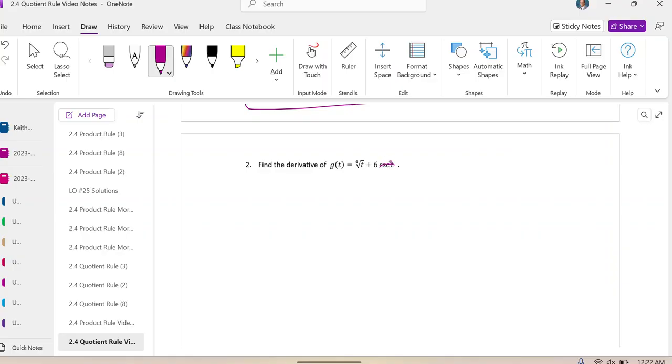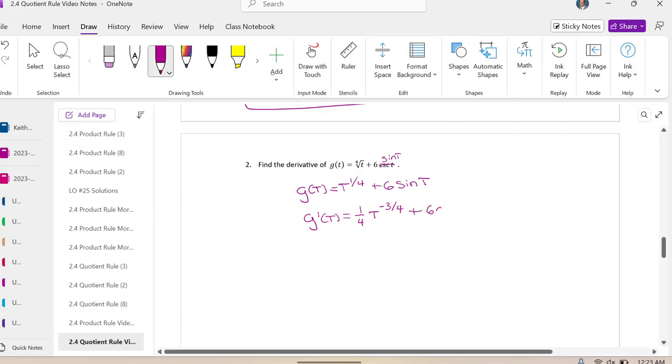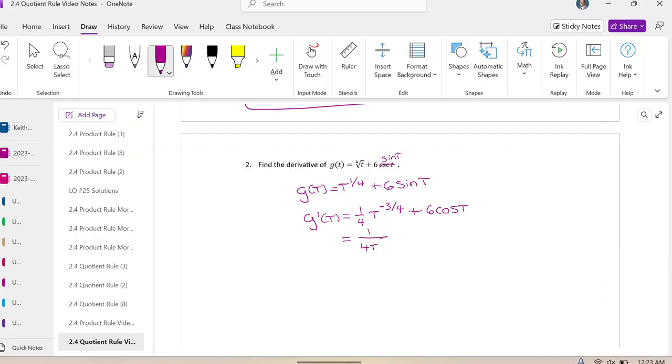All right, for this one, let's change this to a sine t. So the derivative here, remember first, we need to change this to fractional exponent. So it's t to the 1/4 plus 6 sine t. Then when you take the derivative, you get 1/4 t to the negative 3/4 plus 6 cosine t. And then that's equal to 1 over 4t to the 3/4 plus 6 cosine t, and that is the derivative.